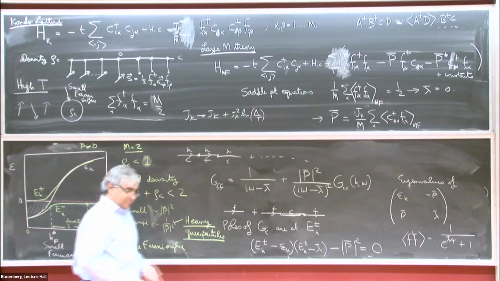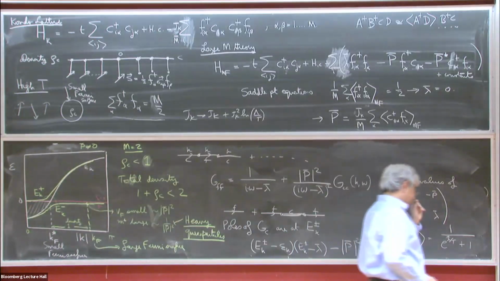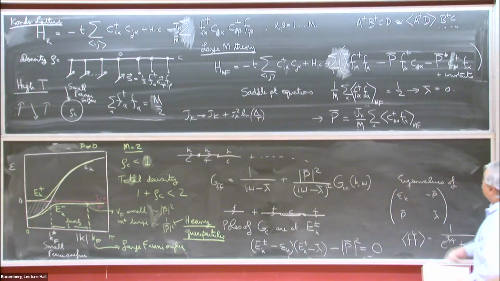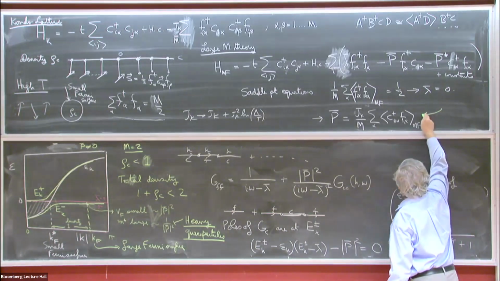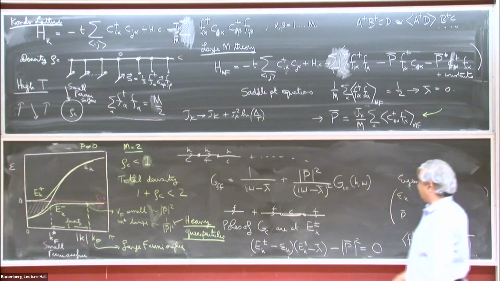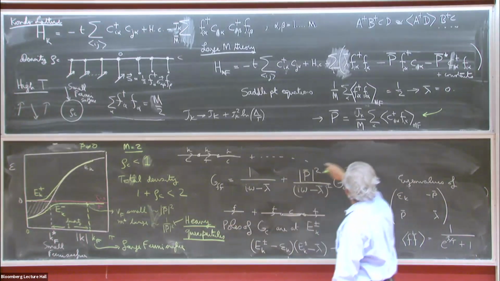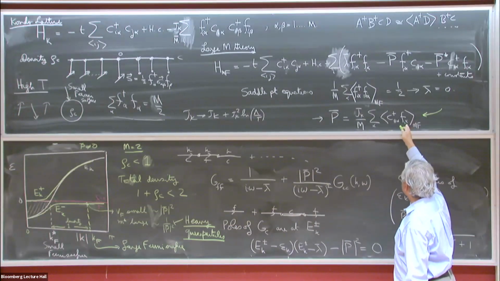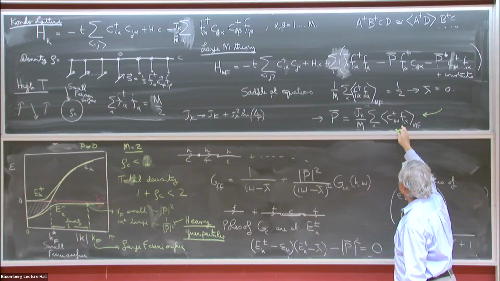Okay, so finally we have to determine P bar. That's where it all comes down to. And that involves solving this equation. So again, that's easy to work out. I gave you an expression for GFC, which I erased. Just use GFC to evaluate this at zero temperature. It's easy to do.